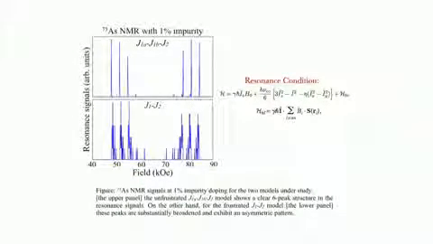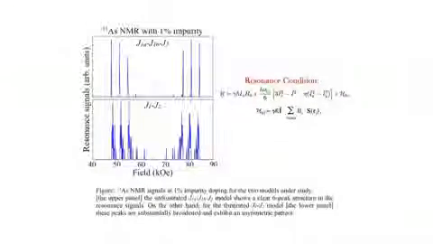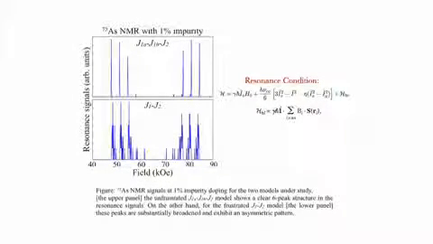We calculate corresponding arsenic-75 NMR signals at 1% impurity doping for the two models under study. The anisotropic J1A, J1B, J2 model shows a clear 6-peak structure in the resonance signal. On the other hand, for the frustrated J1, J2 model, these peaks are substantially broadened and show an asymmetric pattern. The difference in the change of magnetization could distinguish between models that vary in the degrees of magnetic frustration.